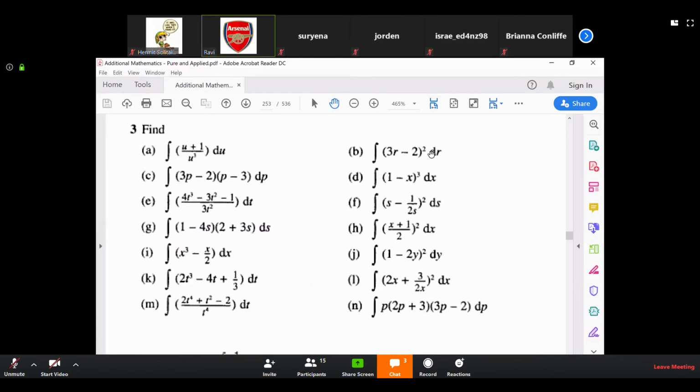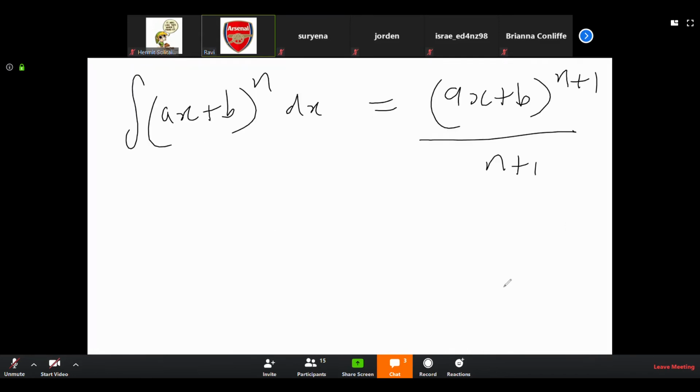Number 3, part B. The integral of (3r - 2) all squared. What you would have done was expand this thing and then integrate. What I'm saying to you is that we have a rule now. This is the rule. But do not forget to multiply by a. Of course, there's a plus c that you would always have. The integral of a linear function raised to the power of n is going to be (ax + b) to the n plus 1, all divided by a(n + 1).